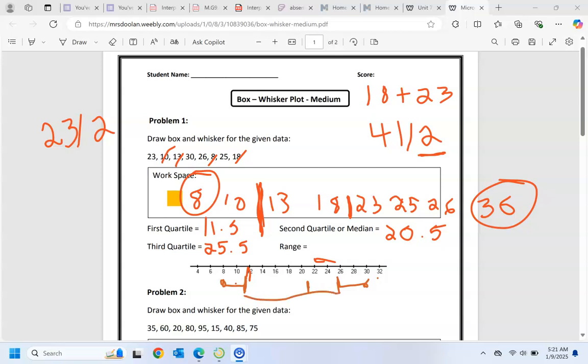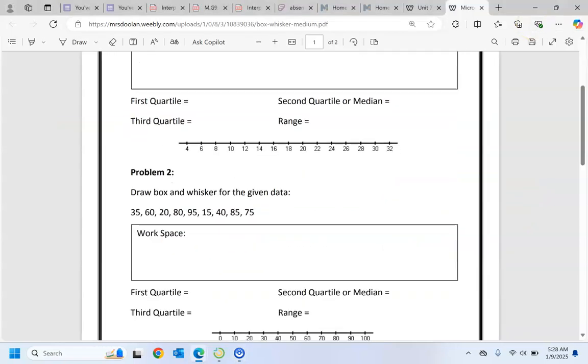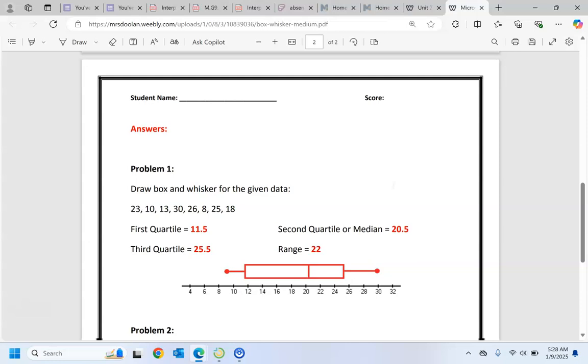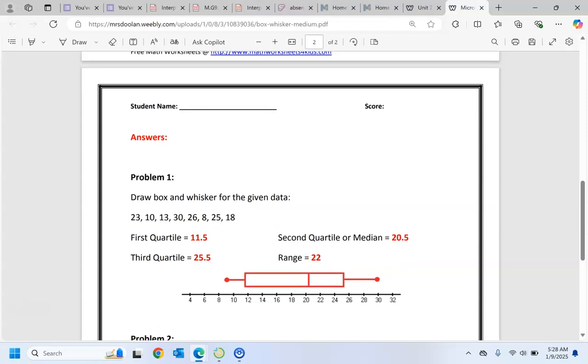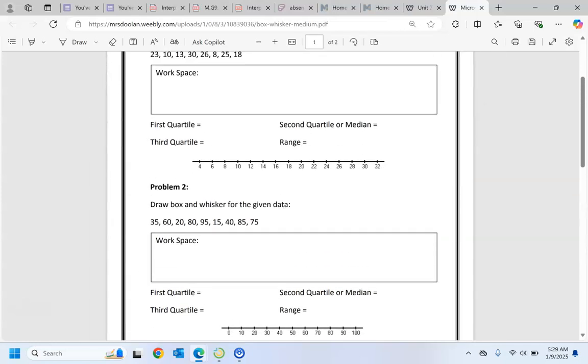So I'm going to put that right here. Okay. And so now I'm going to make a box. Oh, wow. Okay. Not the best box that I've ever made in my life. All right. So yeah, so that's what it looks like. But let's see. If we scroll down and look at the key, you can see here, like, that's what it looks like. Okay. So you can see the quartiles. Oh, and I didn't do the range, but you do 30 minus 8, and that's how you get the range, which is 22, okay? All right, so let's do the second one.